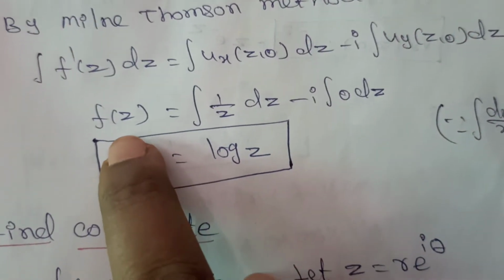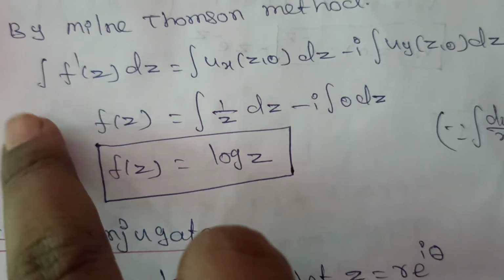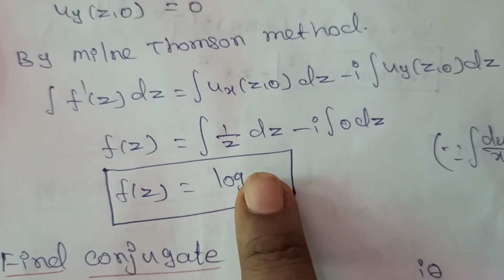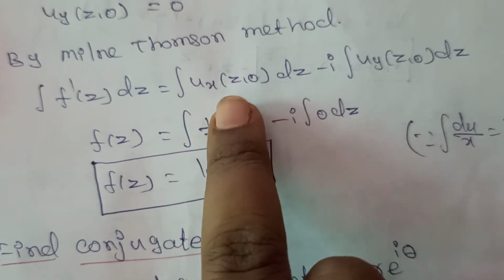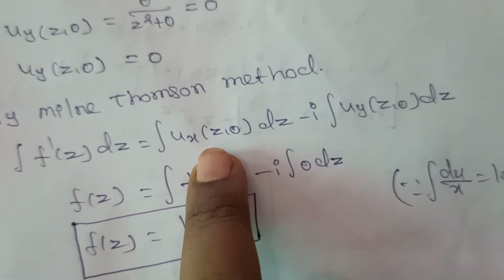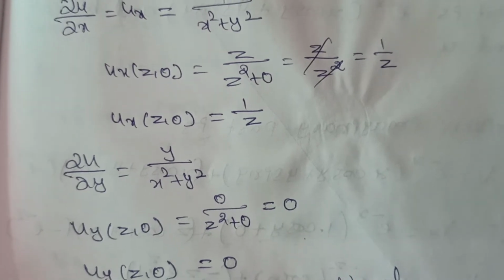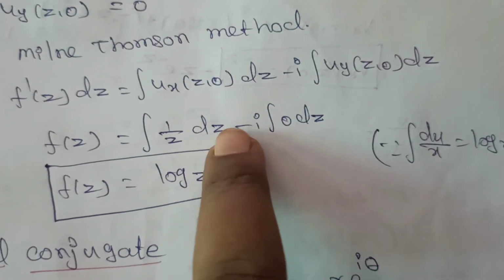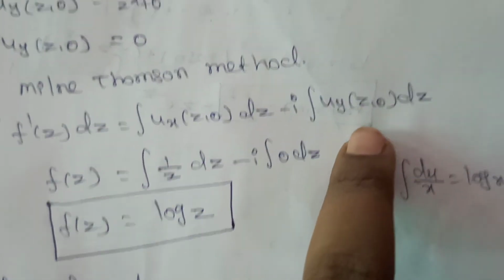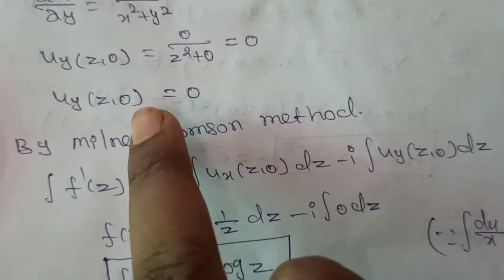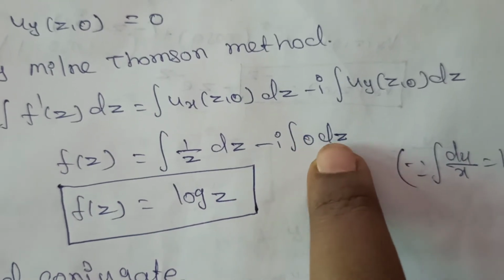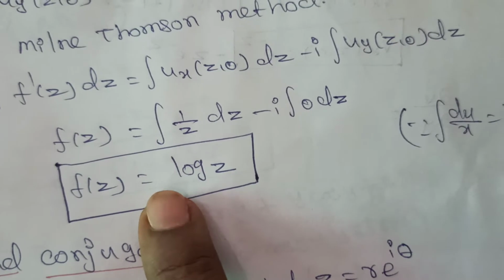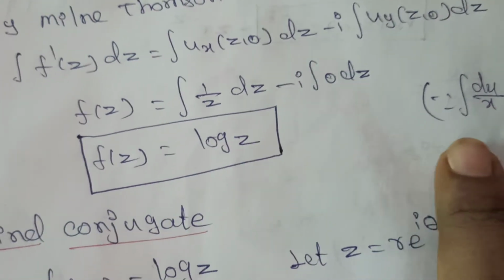Okay. Next, here integral and derivative cancel. That is, f of z is equal to the integration of, next substitute the u_x(z, 0) value. What did you get for u_x(z, 0)? 1 by z. Substitute here 1 by z into dz, minus i into the u_y value, which is 0. Okay, the u_y value is 0, substitute here, that is 0 into dz. This term cancels. Therefore, f of z is equal to the integration of dz by z.